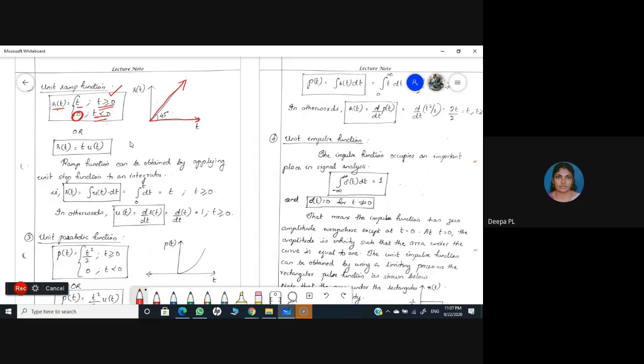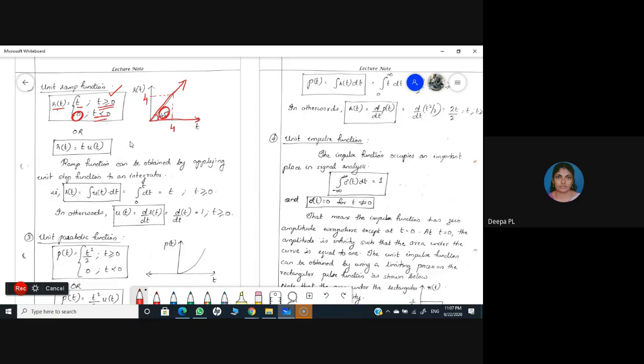What is the meaning? If t is equal to say 4, then the amplitude of r of t is also 4. That means r of t is taking the value t. So what will be the angle of the line? The angle is 45 degrees. The ramp signal makes 45 degrees with the positive x-axis, or the time axis. So this is the ramp signal.